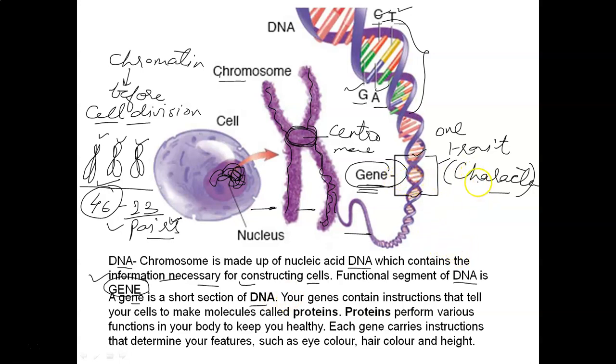Actually, the traits are expressed in the form of proteins. Each gene, a group of these nucleotides, will be responsible for one trait. If I take examples of traits like hair color, skin color, eye color, your height, all these traits are the important characteristics of a human being.